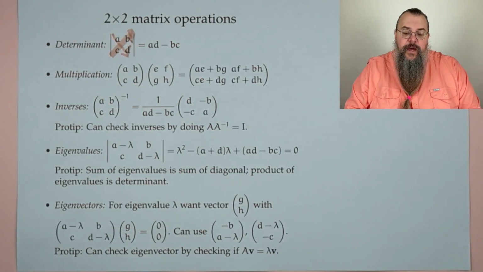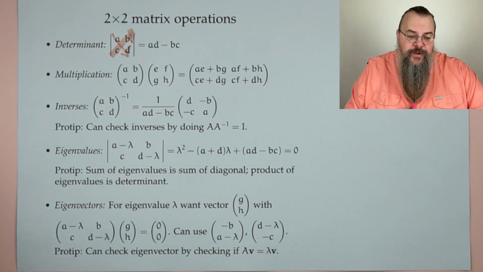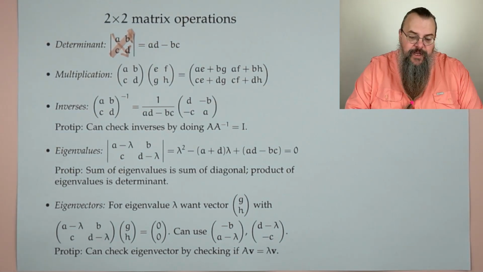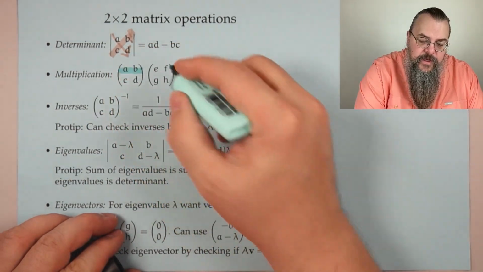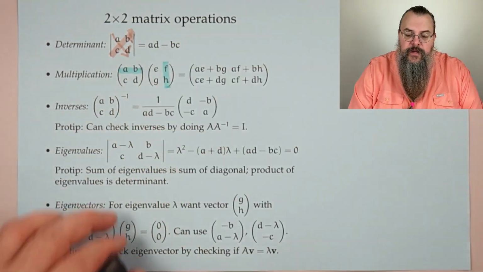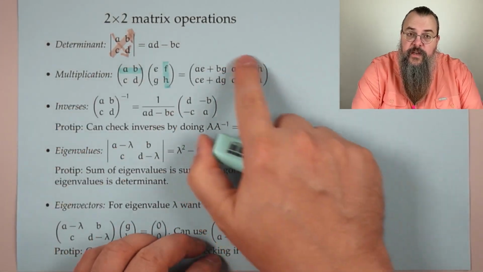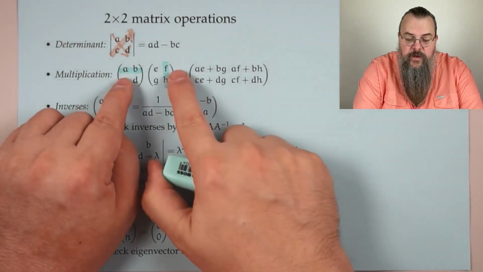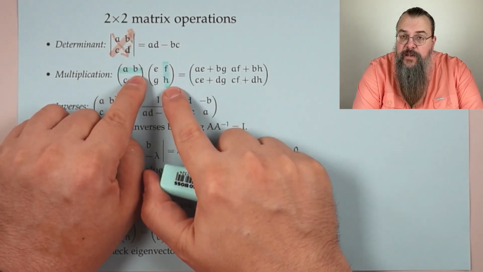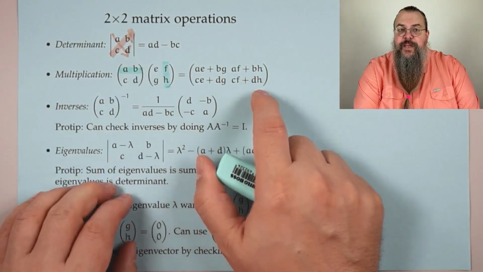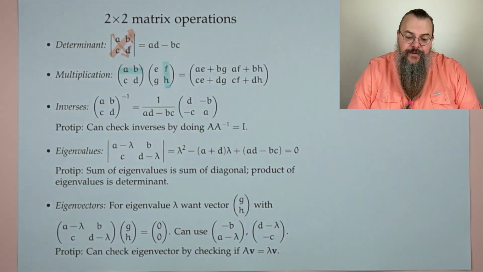Great. How about multiplication? Well, you have to remember how multiplication works. You have to go along the rows in the first one, down a column in the second one. So this would give you the first row, second column, and then you do multiplication term by term, right? AF and BH. That's where you get AF plus BH. You do that over and over, and you get your answer.